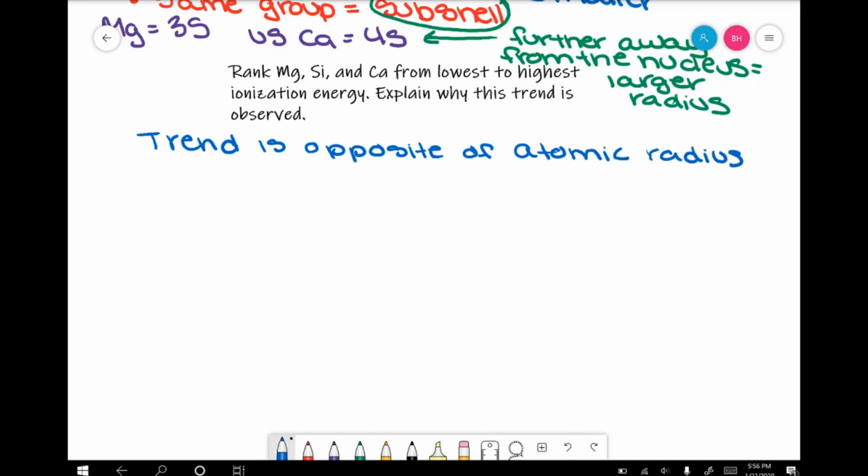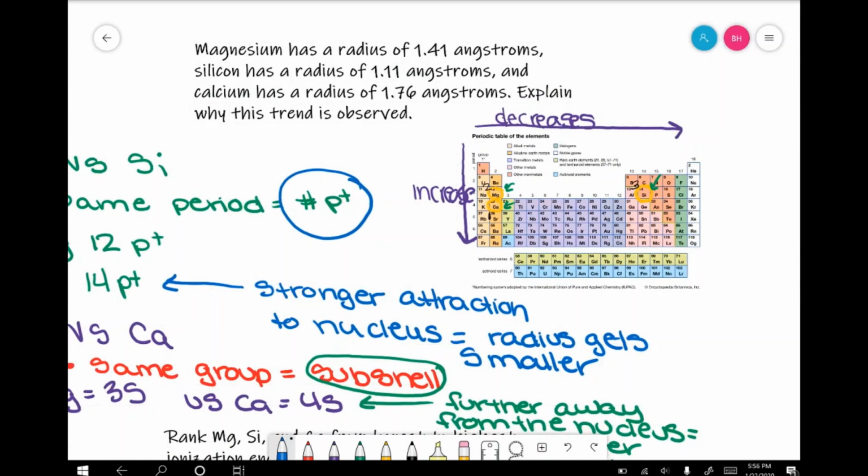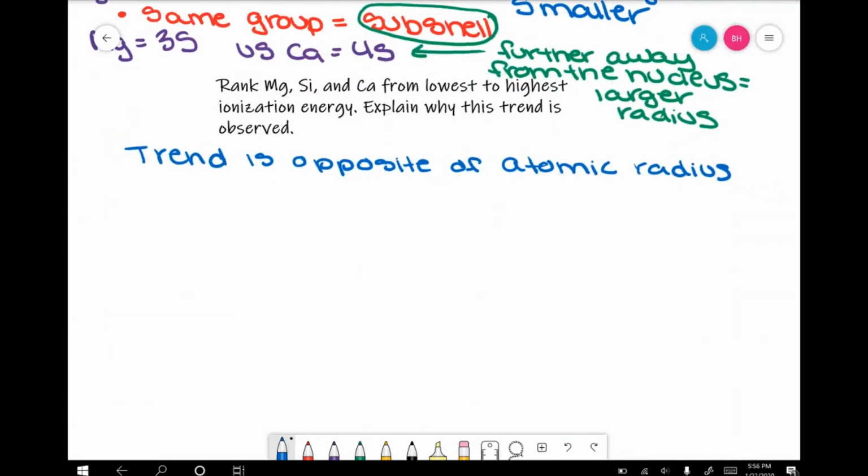So if I go back up to this periodic table that I had up here, and I were to draw it in, I'm going to go ahead and draw it in with my blue pen. Ionization energy, and I'm going to abbreviate this by saying IE, actually increases from left to right and decreases down a column. So going back to this, let's observe this trend and explain it.